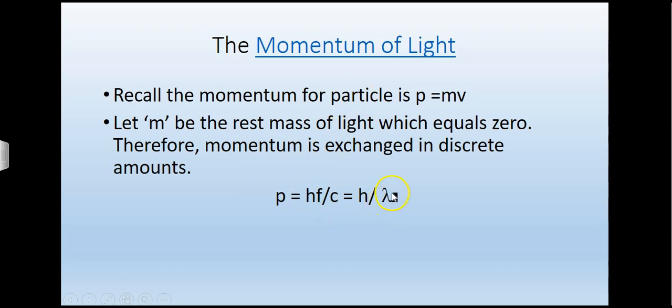So even though the rest mass of a photon is zero, you can still have a momentum value for a photon based on this experiment, and these are the results. P equals hf over c. So it's the energy divided by the speed of light, or the Planck constant divided by the wavelength.